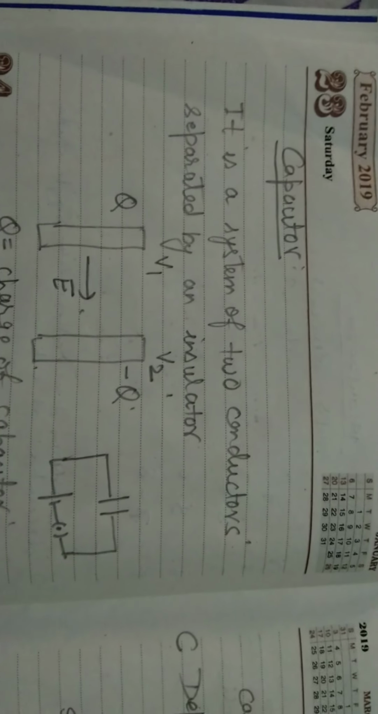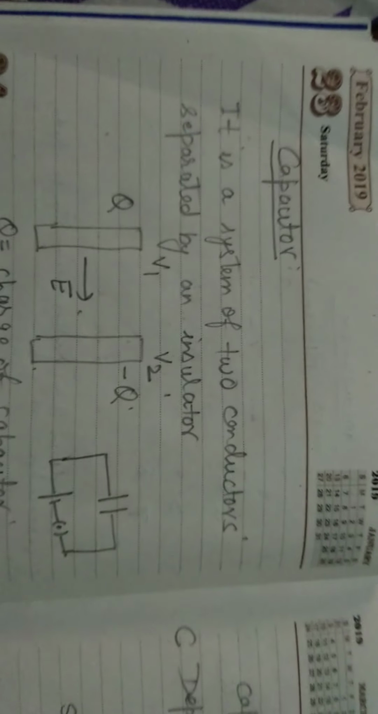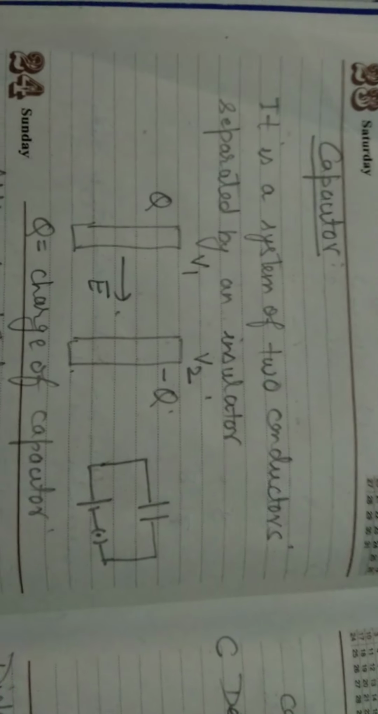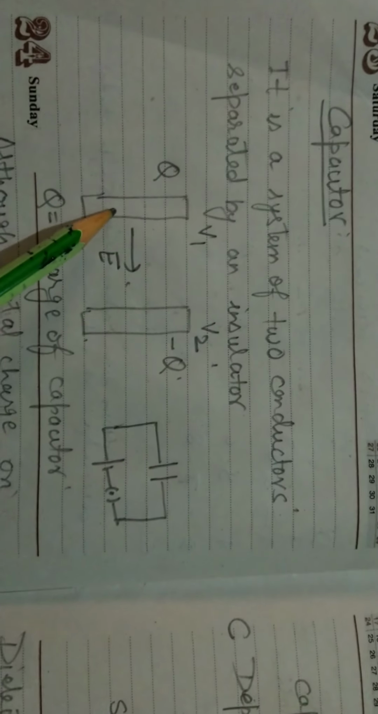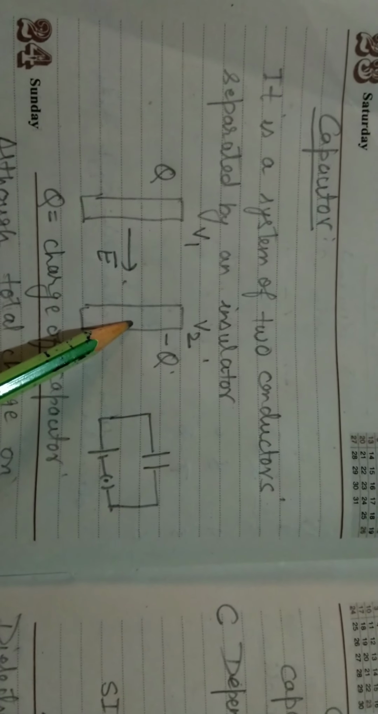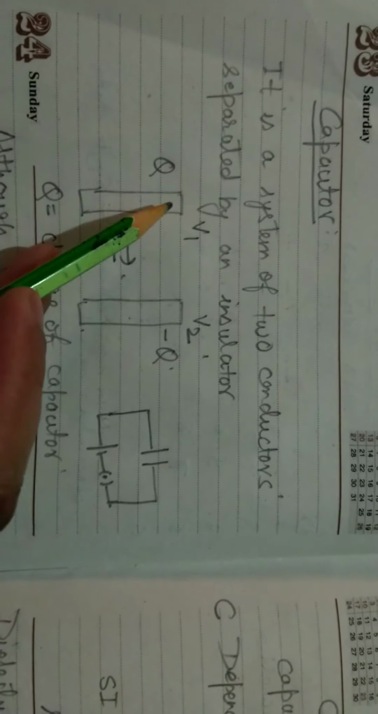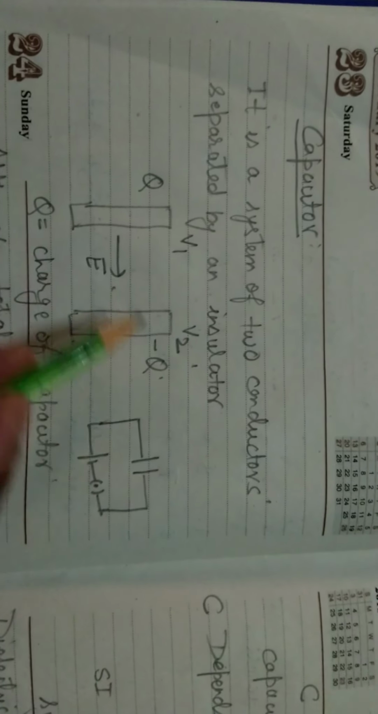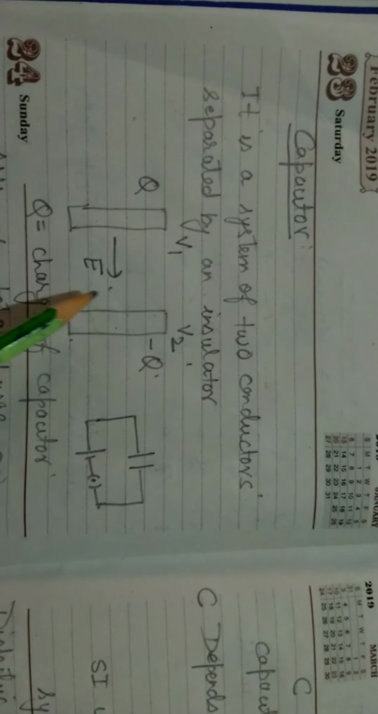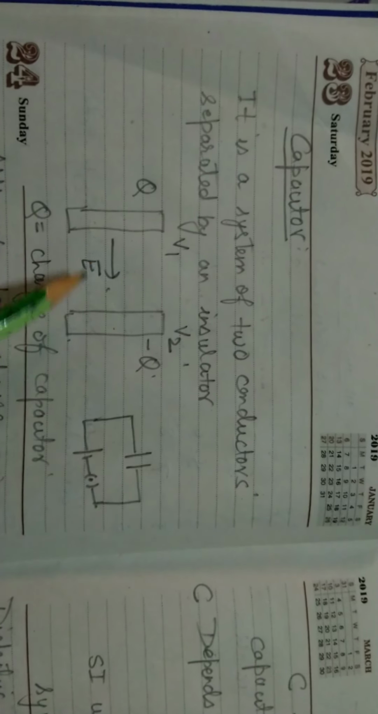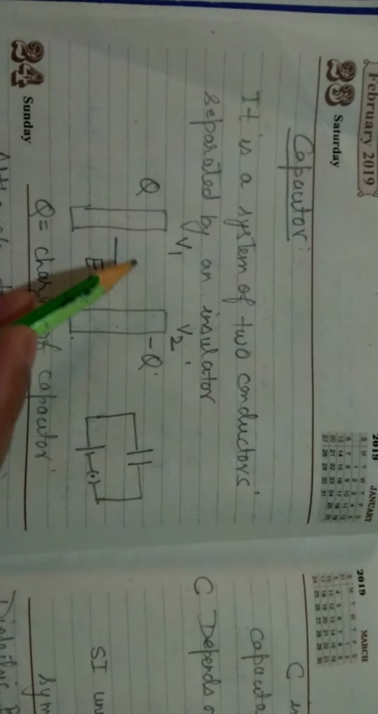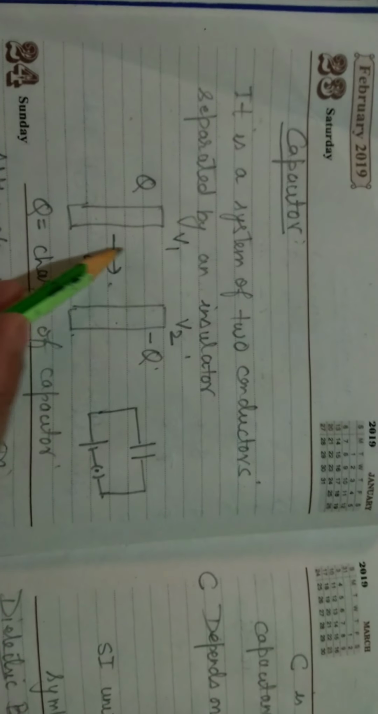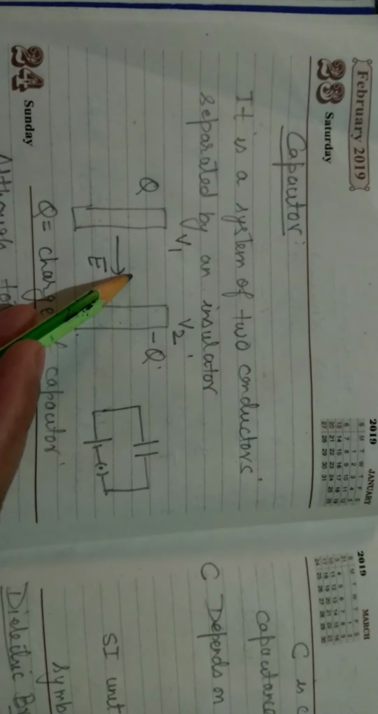Now we will study about a capacitor. It is a system of two conductors separated by an insulator. So there are two conductors, one, two. We can say these are conductors or these can be plates, and they are separated by an insulator. The insulator can be air, rubber, wood, so any insulator.